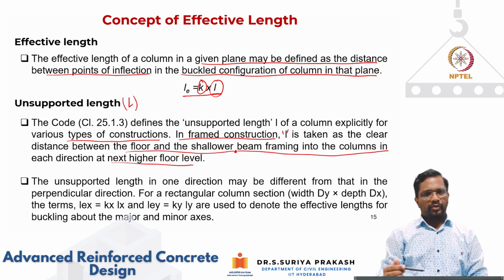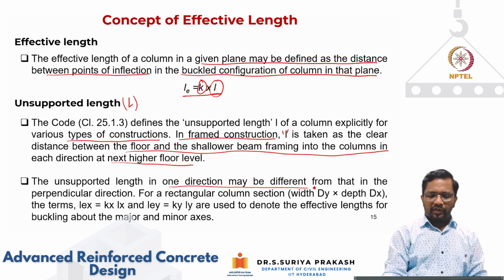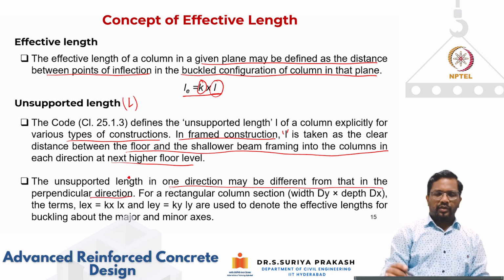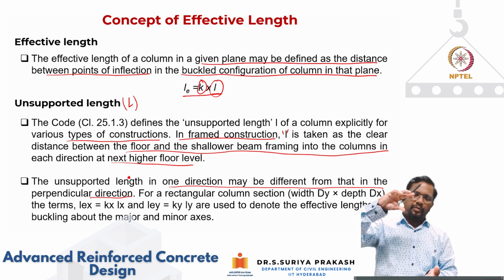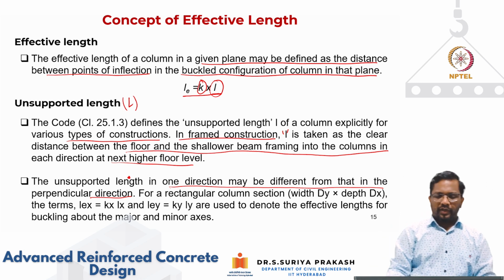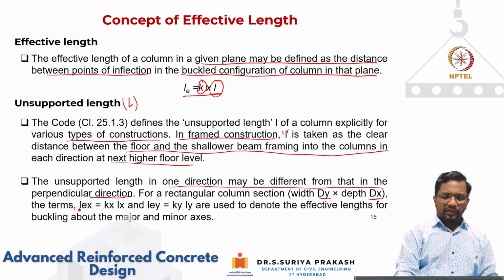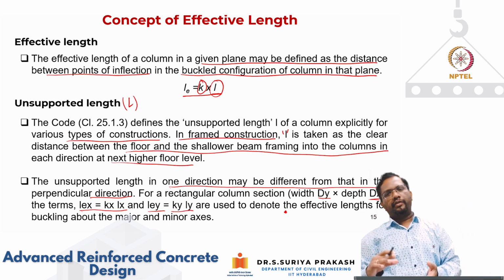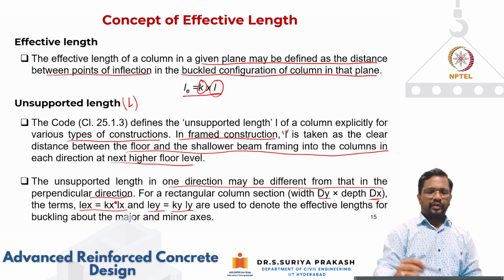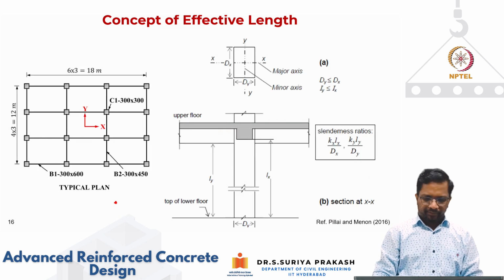Now, we talked about it in the beginning of this module. The unsupported length in one direction may be different from that in the perpendicular direction. Or, in other words, a particular column can be a short column in one direction and a slender column in the other direction also. So, for a rectangular column section with a width of dy and a depth of dx, LEX is KX times LX, and similarly LEY is KY times LY, used to denote effective length. So you have to calculate effective length about both axes. The K factor can be different for the two directions for the column that we are considering.